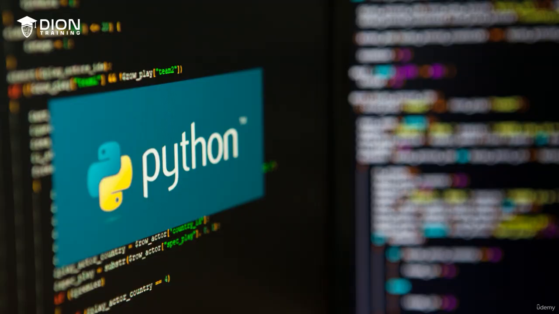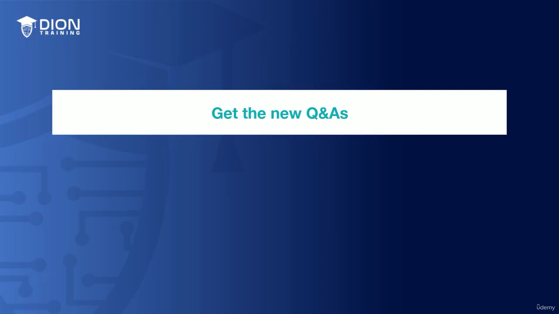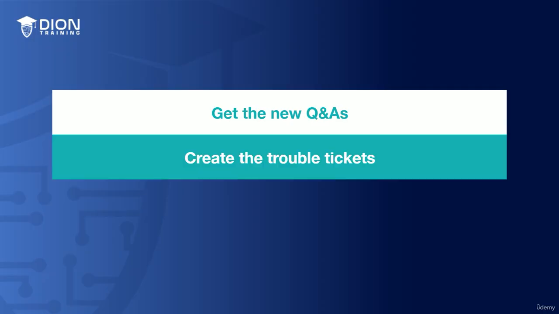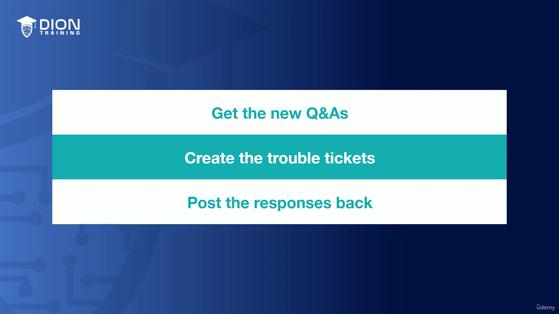This is the type of integration that you can do using an API, and in this case, the entire integration program is less than 150 lines of Python code running in a serverless AWS Lambda environment. The entire thing took us about 1 to 2 weeks to create, test, and deploy, and it only cost us about $1 per month to run this code every 4 hours to get the new Q&As, create the trouble tickets, and post the responses back to the Q&A section once our team answers them.